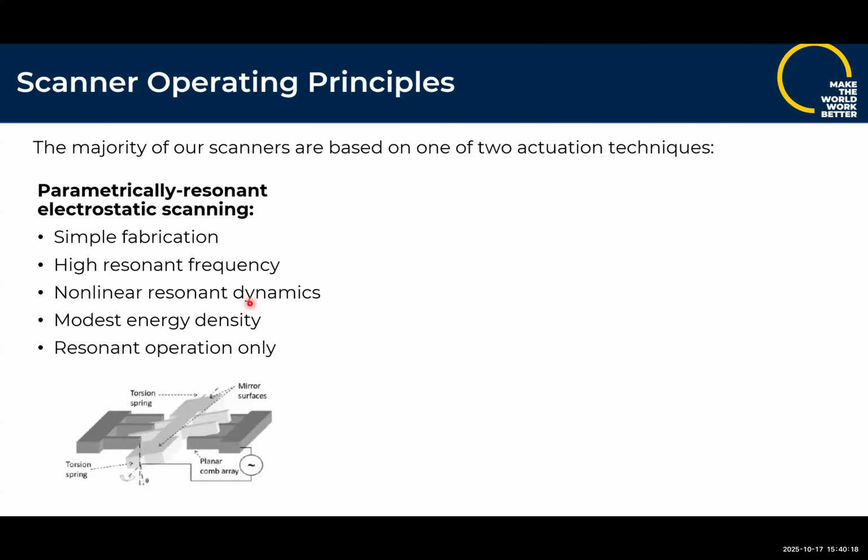One is called parametrically resonant electrostatic scanning. Just in general, when you shrink down to the micro scale, the amount of energy you have available or work you can produce from an actuator becomes quite small. Most of the time in microsystems, you also want to scale down the size and inertia of whatever you're moving along with it.